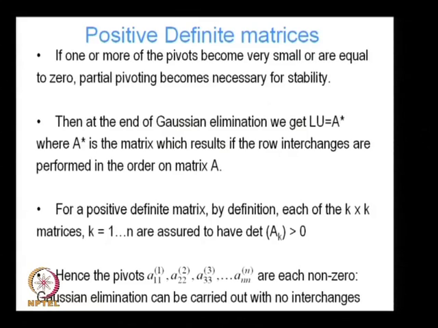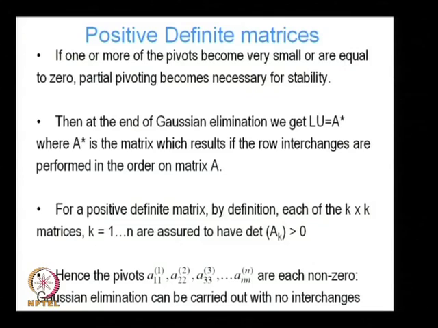Then, if it so happens that the matrix is not positive definite and we have to perform pivoting, then at the end of Gaussian elimination, if we take care to store the multipliers below the principal diagonal, we are still going to get an LU decomposition. But that LU decomposition is not going to be the LU decomposition of the original matrix A. It is going to be the LU decomposition of another matrix A star, where A star has been obtained by performing the same row interchanges performed on A.